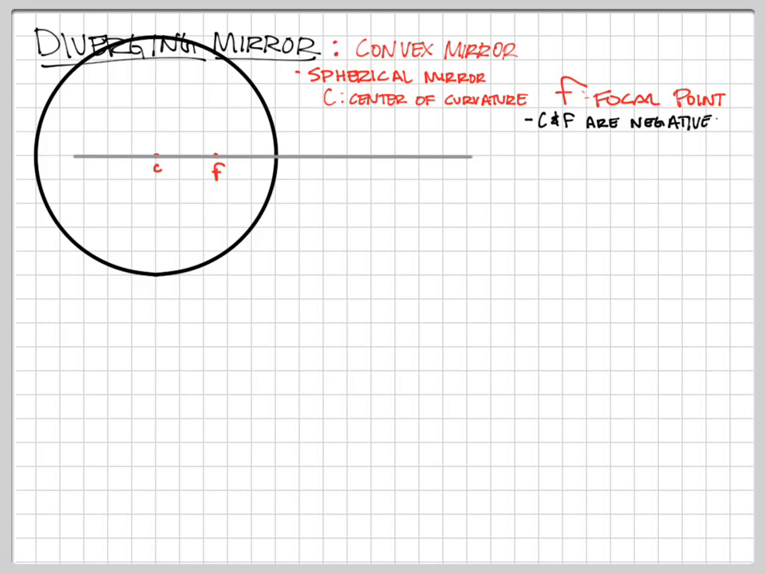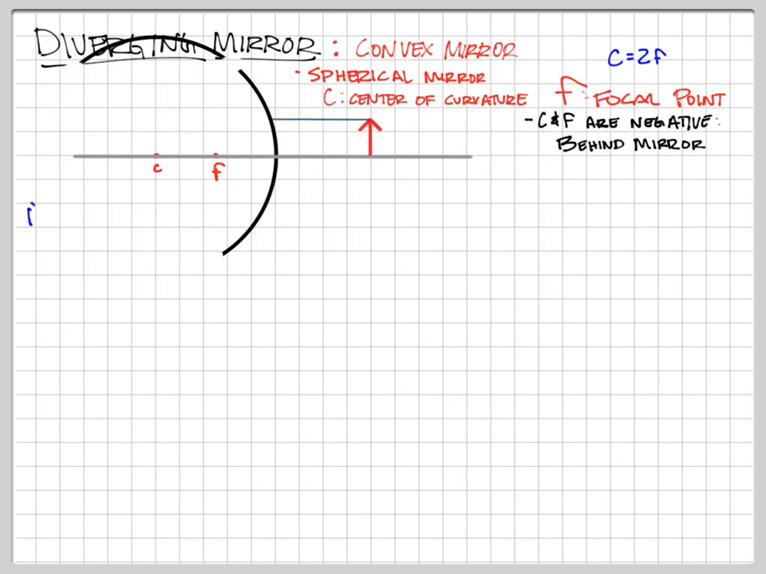Now our focal point, C and F here, are both negative because they're behind the mirror. No rays could ever cross there. The outside of the mirror is facing to the right. These guys are behind the mirror. And our relationship, as always, is that the center of curvature is twice the focal length. Now, your mirror is not just going to be a solid mirror sphere. We're just going to deal with part of it. So I'm going to erase the circle part. I just wanted you to see that it was a circle, and it's easier to draw that way.